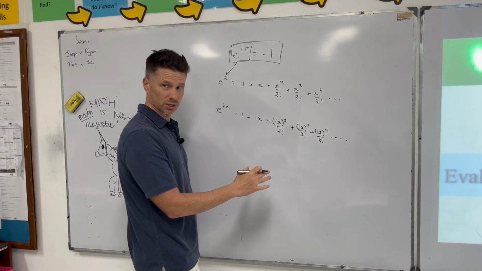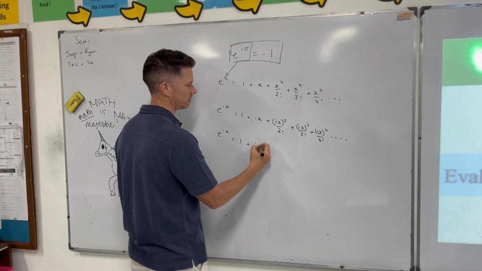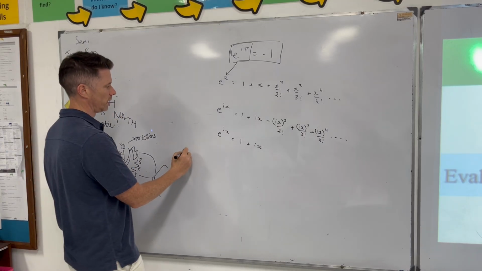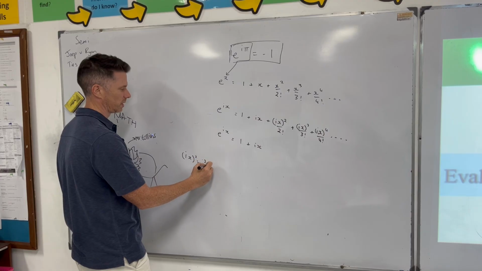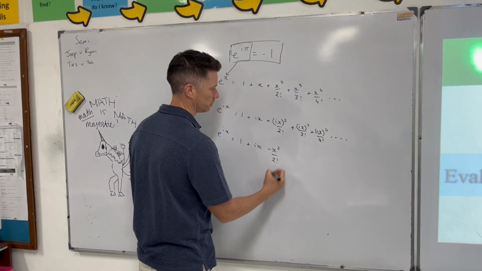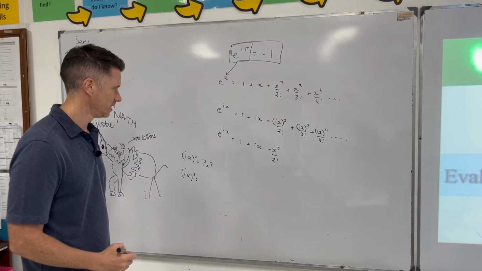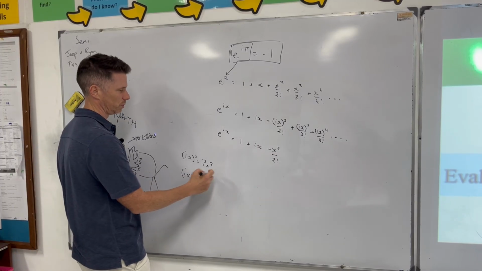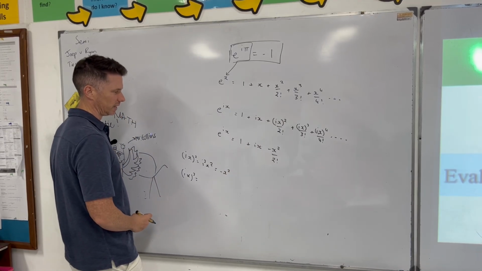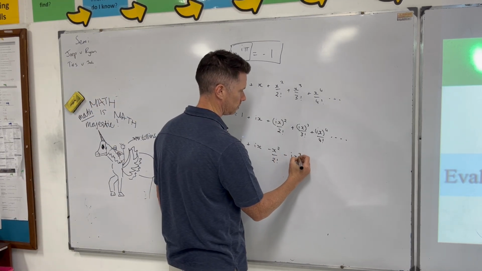I know I can tidy these up because I know that i squared is something. So 1 plus ix is sweet. What's this one going to be then? ix squared is i squared x squared, isn't it? And that i squared is minus 1. So that's going to be minus x squared over 2 factorial. What's ix cubed then? Minus x squared multiplied by another ix, which would be negative ix cubed over 3 factorial.